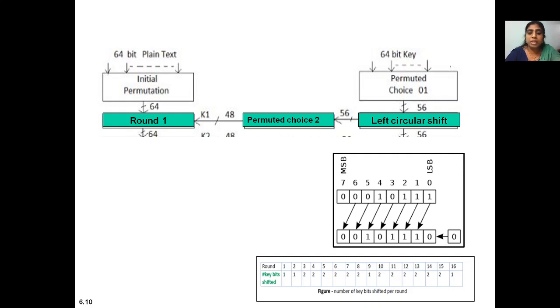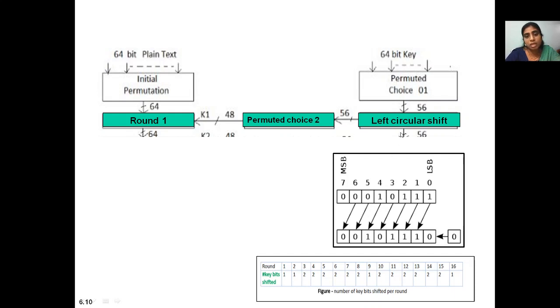So we have taken the left circular shift. Whenever you say left circular shift, suppose you have the bits 0, 0, 0, 1, 0, 1, 1, 1. When you are shifting by 1 bit, the first bit is transferred to the right side, and all other bits are shifted by 1.